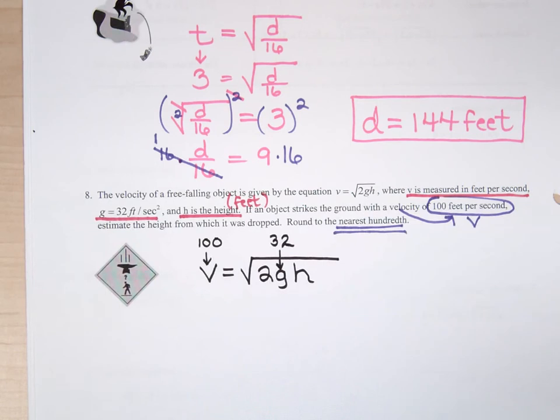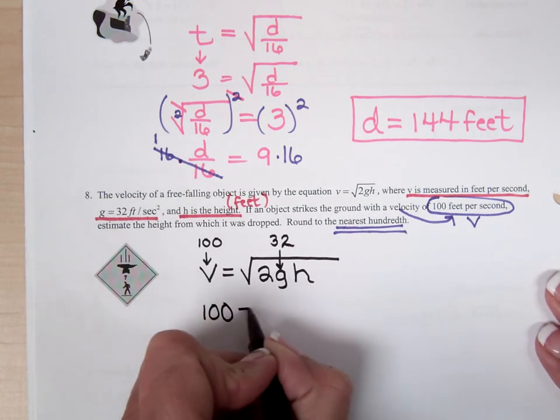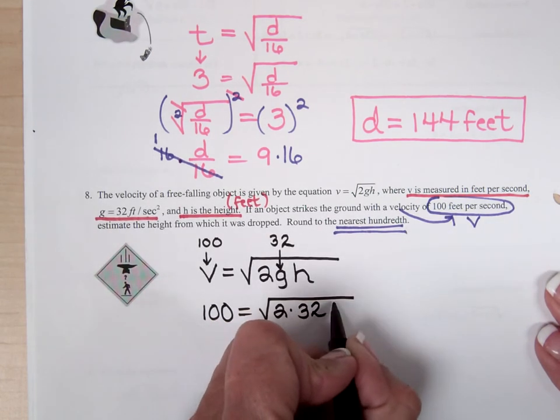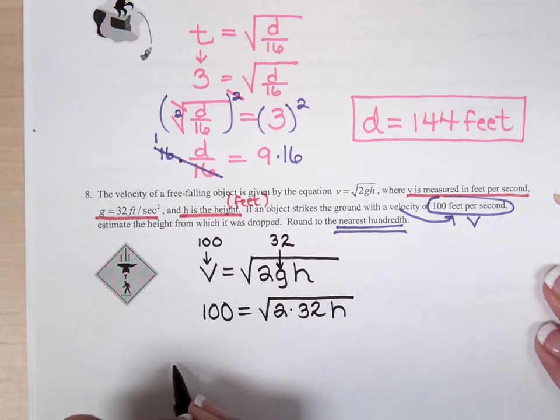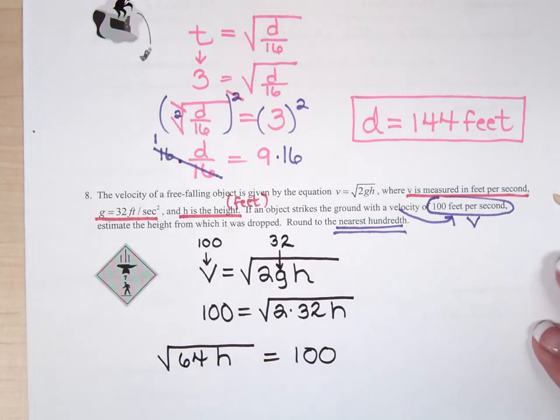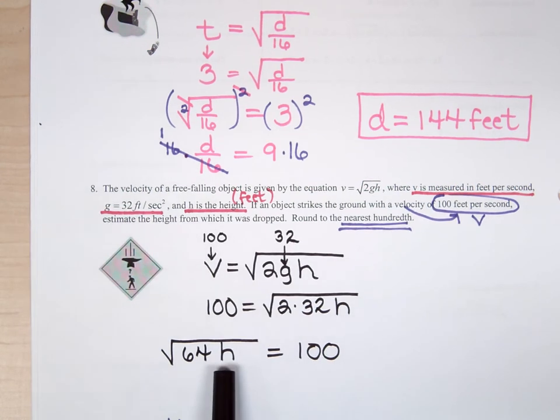The problem sounds scary, but it's really just plug and chug. Then you have to solve your radical, of course. So this is my new problem: 100 equals square root of 2 times 32 times H. Let's flip it over and we get square root 64H equals 100. The minute I see a variable underneath a radical, I need to follow the steps from the previous pages. I'm solving a radical equation.